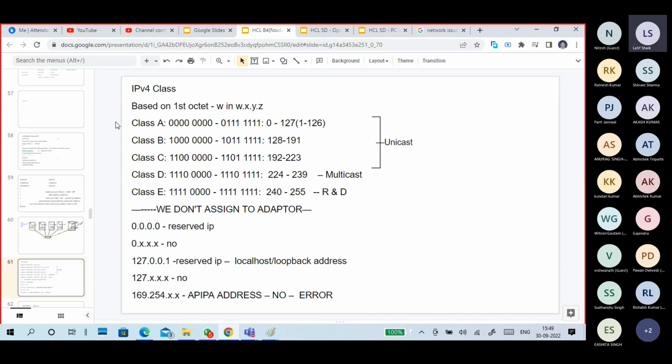Class B is 128 to 191. Class C is 192 to 223. Class D is 224 to 239. And Class E is 240 to 255. Out of that, Class E is R&D type, meaning research use only.